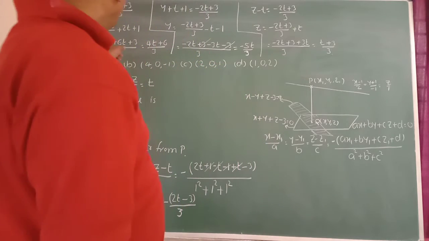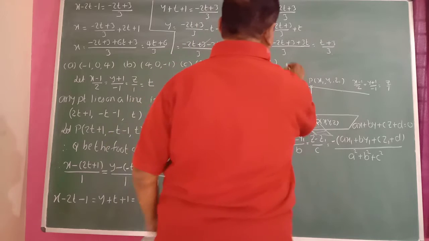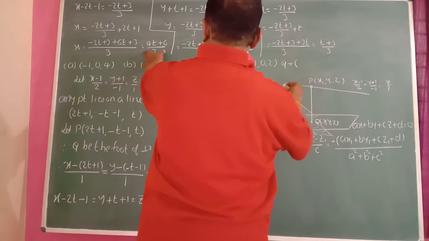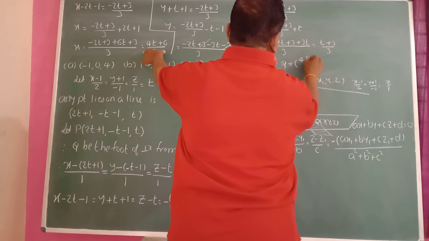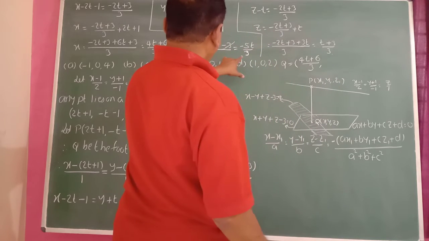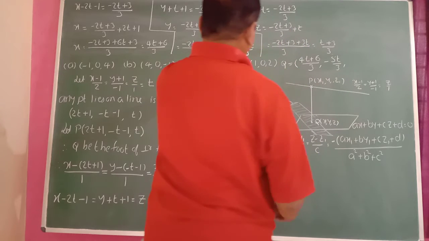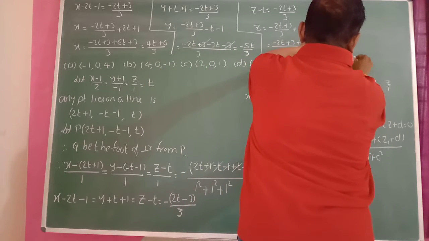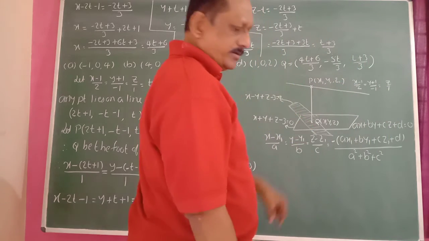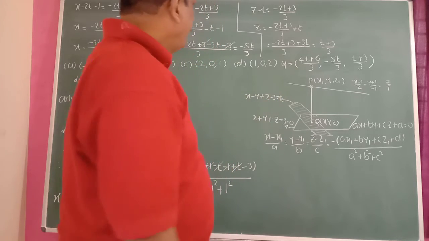So x, y and z here are the coordinates of the point Q. Therefore Q has x coordinate 4t plus 6 divided by 3, then y is minus of 5t divided by 3, then z is t plus 3 divided by 3. It is the coordinate of the point Q. This point Q lies on this plane also.